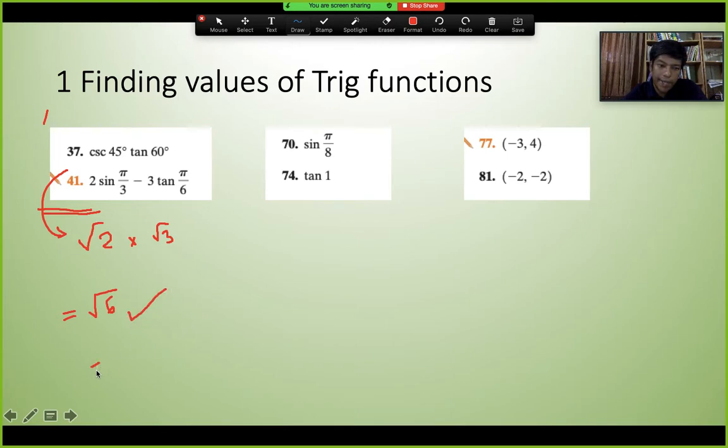Do not go for another line. Suppose you do root 6 equals 2.449, etc.